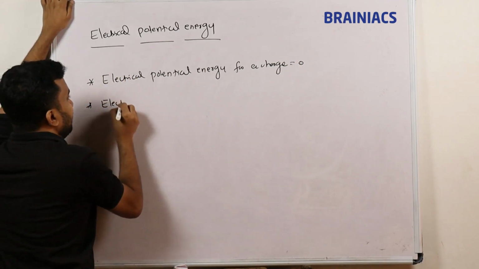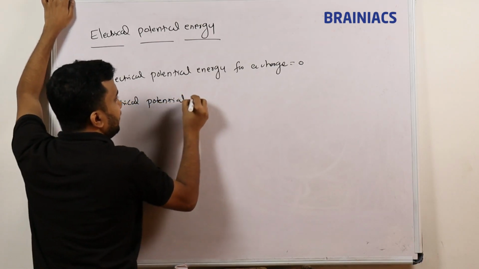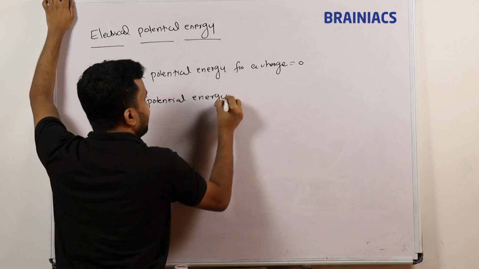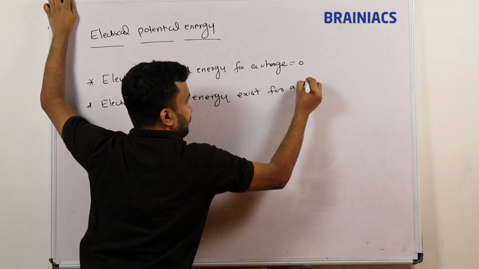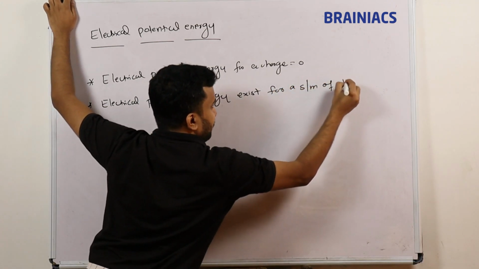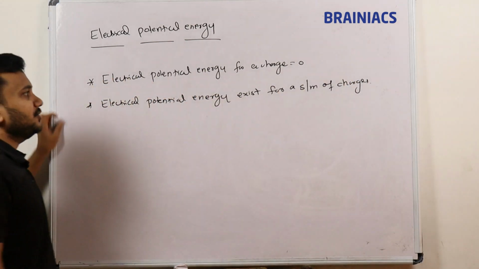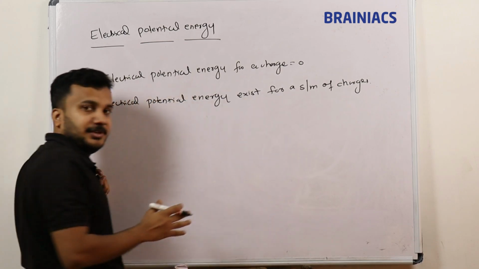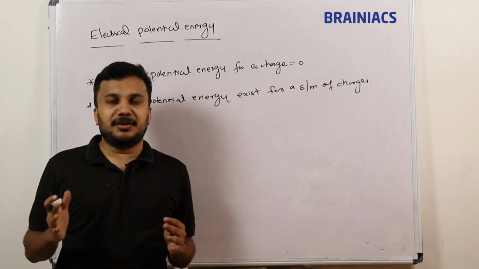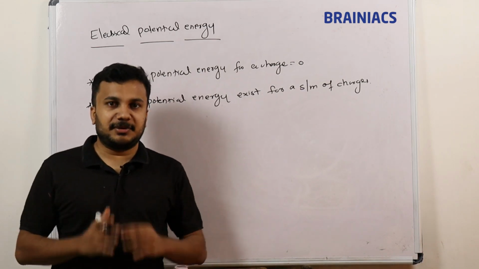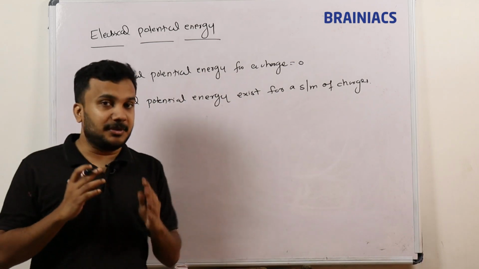Next one, electrical potential energy exists for a system of charges, which means we can find electrical potential energy for a system of charges, so more than one charge should be there, then we can say electrical potential energy exists. But for a single charge, electrical potential energy is equal to 0. I will take an example so that it will be much clearer to you.